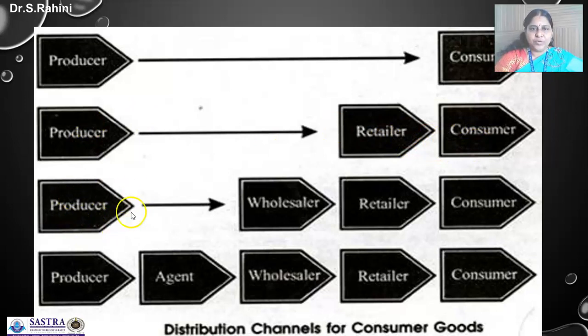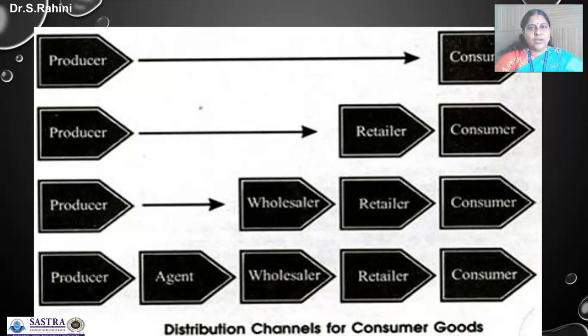Then the third model is producer, wholesaler, retailer, and the consumer. And the last model is producer, agent, wholesalers, retailers, as well as the consumers. So the distribution channels of consumer goods will be in any one of these 4 formats.